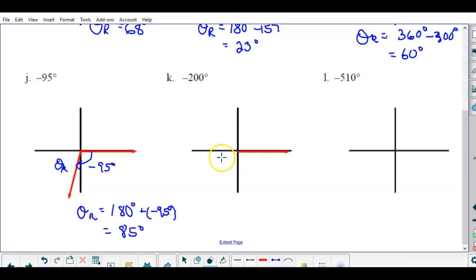So if we go this way, that's negative 180. So it's going to be a little bit more than that. Okay, so think about that. We went a little bit more than 180. The difference between 200 and 180 is 20. So the reference angle is going to be 20. How you get that is sort of up to you in this case. I would actually think about changing the sign here and going 200 and then subtracting 180.